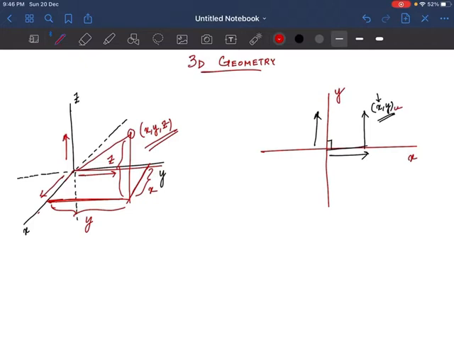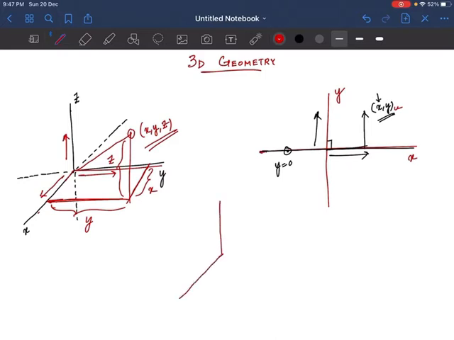Now one thing: if I ask you, in this x-axis, what is the value of y? You can directly say the value of y is 0. y is 0 at every single point on the x-axis. The same goes here: on the x-axis, z is also 0 and y is also 0. Same in the y-axis, x is also 0, z is also 0.